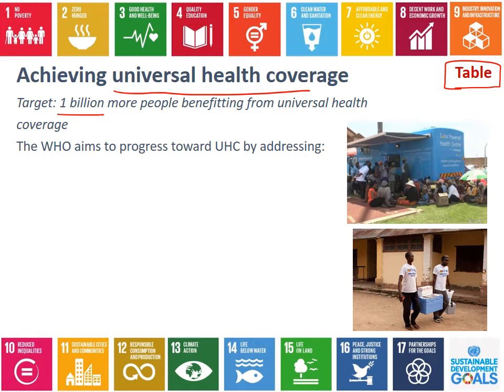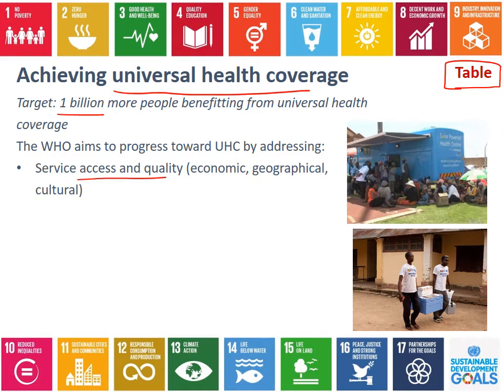Some of the ways that the World Health Organization aims to achieve this are by addressing issues around access and quality of services. That could be whether or not there's enough money available for health services, and where people are located. In this picture you can see a mobile health van that goes around to people in remote areas. Also things like cultural barriers, so making sure that healthcare is tailored for the local communities.